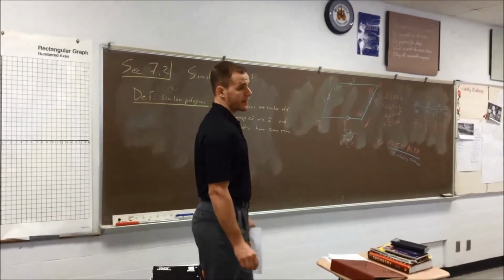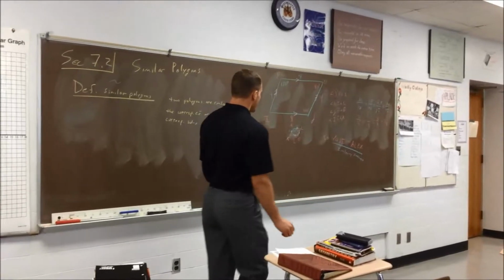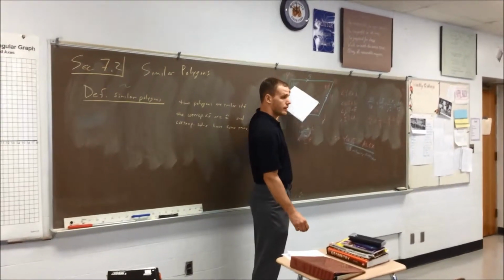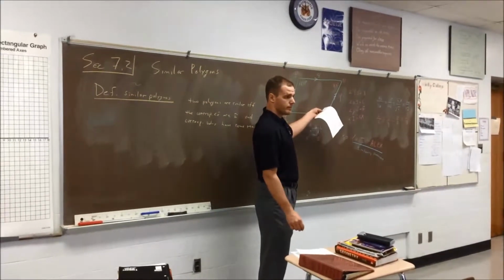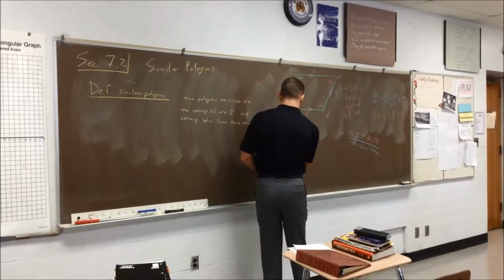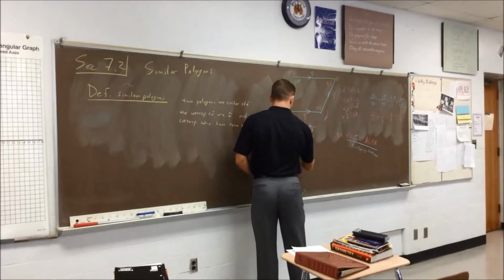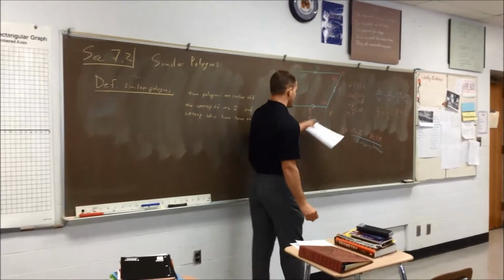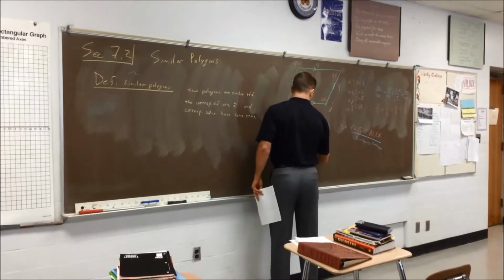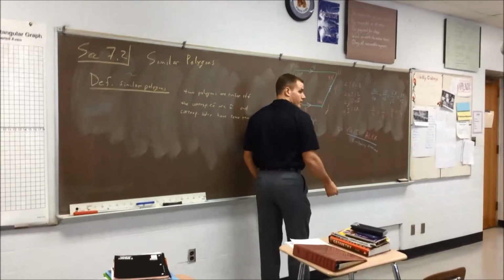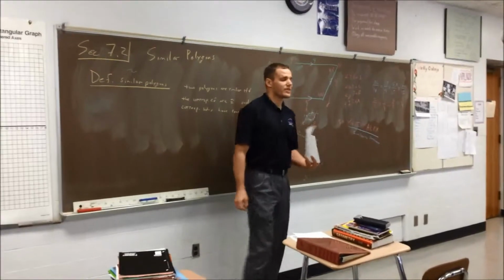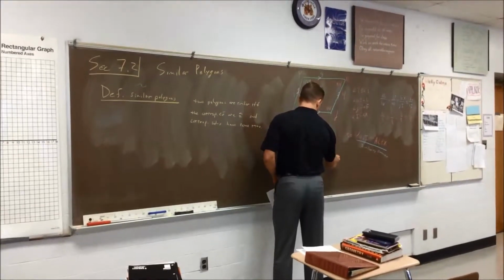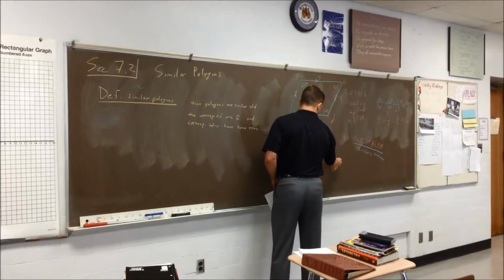Now, scale factor. The scale factor is you just pick two corresponding sides and make them a ratio. Pick two sides that correspond, like 2 and 8. 2 to 8. Simplify it so they're whole numbers. So this would actually become 1 to 4.